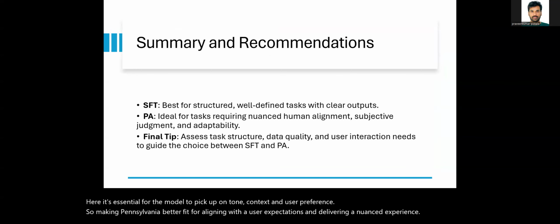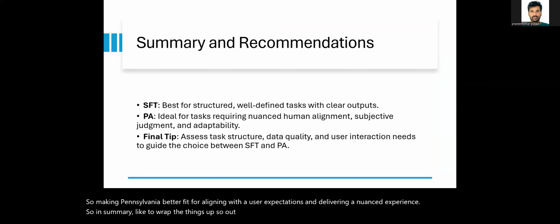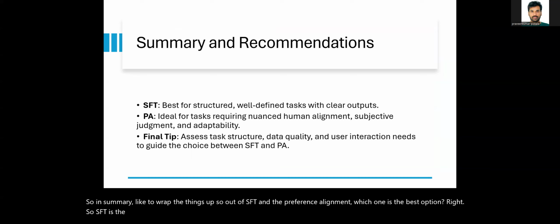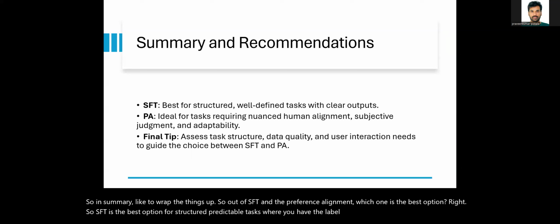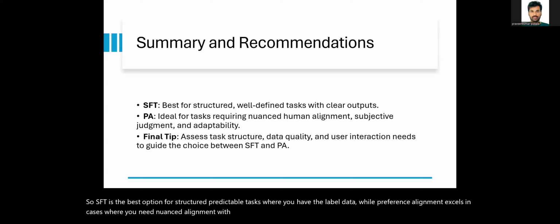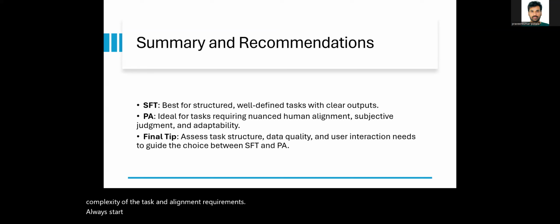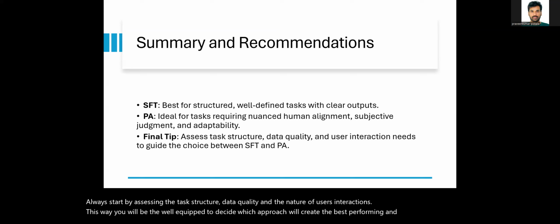So, in summary, to wrap things up, out of SFT and preference alignment, which one is the best option? SFT is the best option for structured, predictable tasks where you have labeled data, while preference alignment excels in cases where you need nuanced alignment with human preferences. Both methods have their place depending upon the complexity of the task and alignment requirements. Always start by assessing the task structure, data quality, and the nature of users' interactions. This way, you will be well equipped to decide which approach will create the best performing and most aligned model.